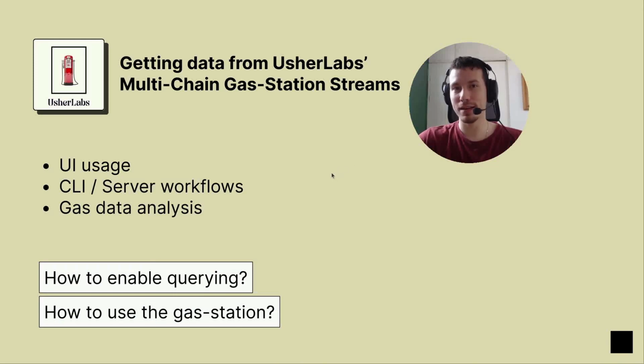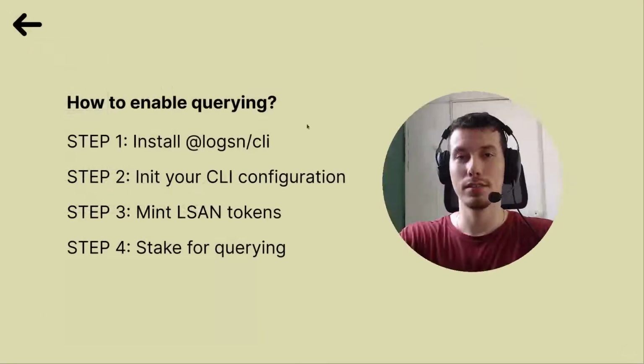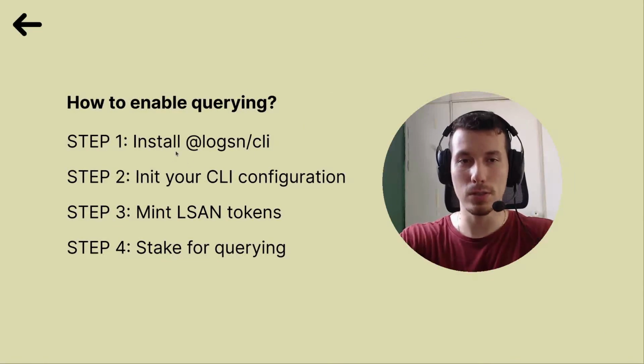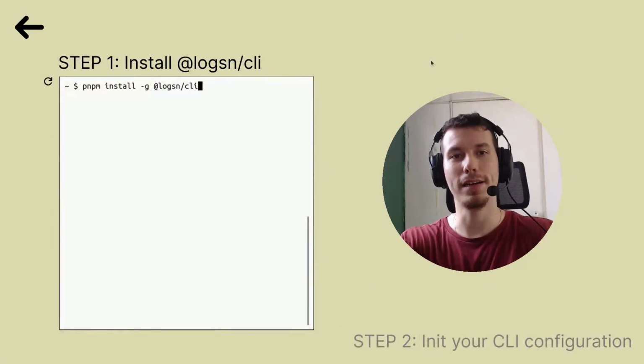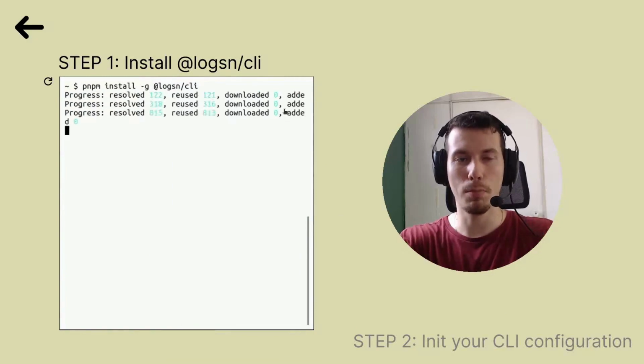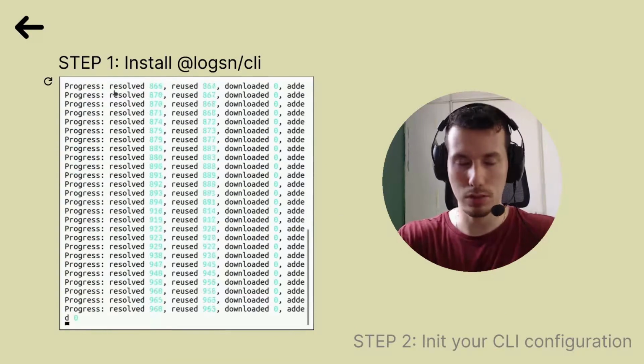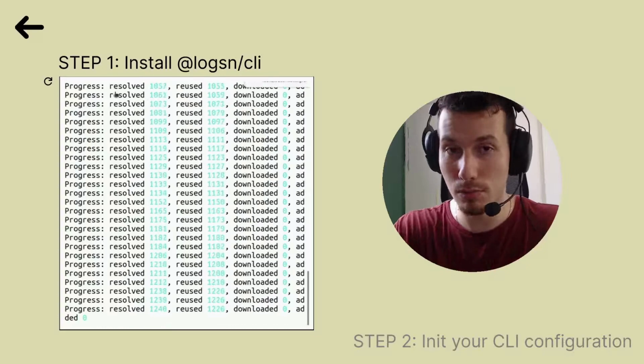The next step to begin this is knowing how we can enable our wallet to query. And if you already saw this other video where we explain how to stake for querying and for creating your streams, you may skip this part. The first step to be able to stake tokens using your wallet is installing the LogStore CLI. So you will open a terminal and run your favorite package manager install.